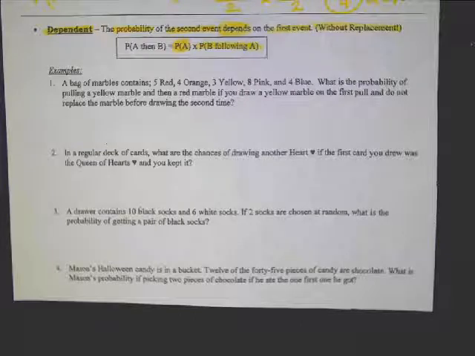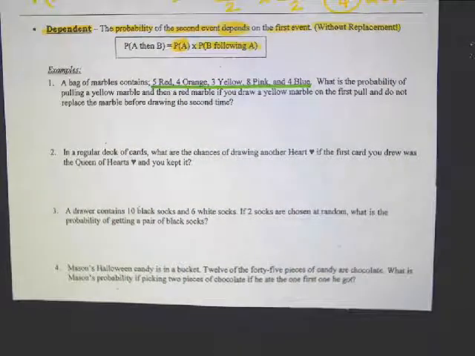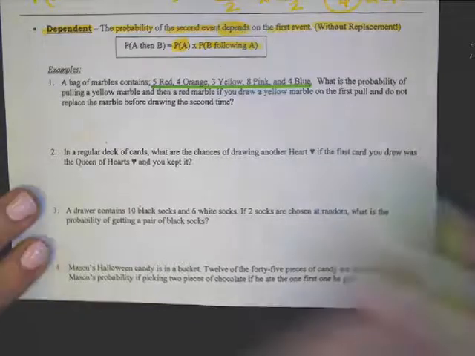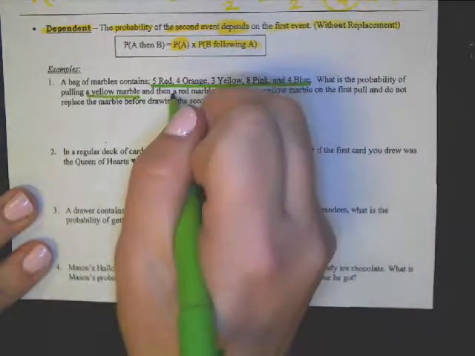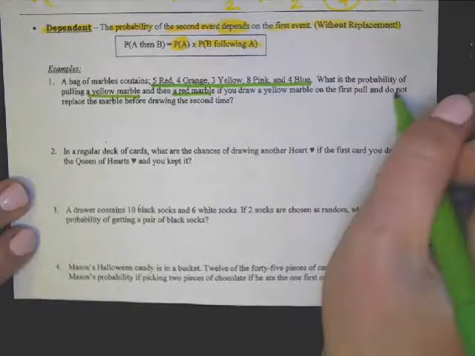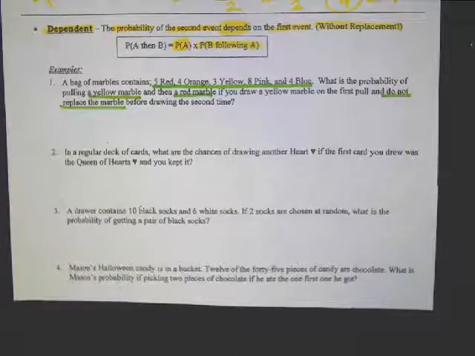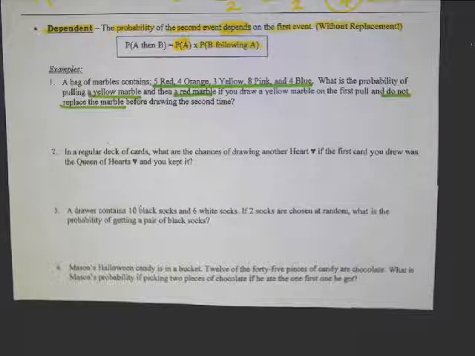It says a bag of marbles contains 5 red, 4 orange, 3 yellow, 8 pink, and 4 blue. Looking at this tells me what is in the bag. What is the probability of pulling a yellow marble and then a red marble if you draw a yellow marble on the first pull and do not replace the marble before drawing the second one? This means that I'm going to take out a marble and it's going to change how many marbles are left in the bag. Let's write this down.